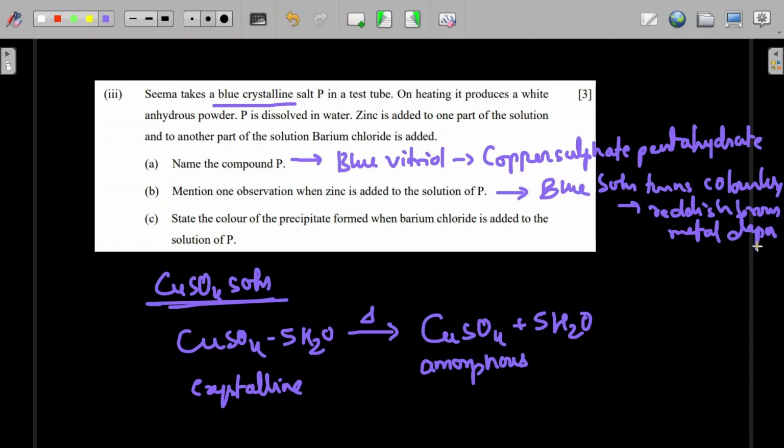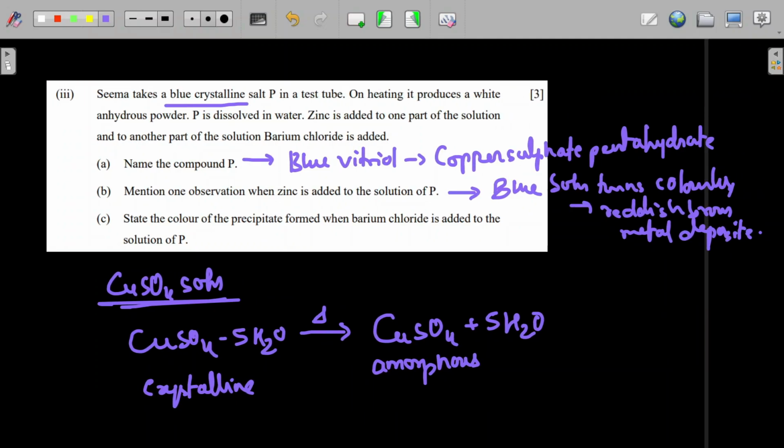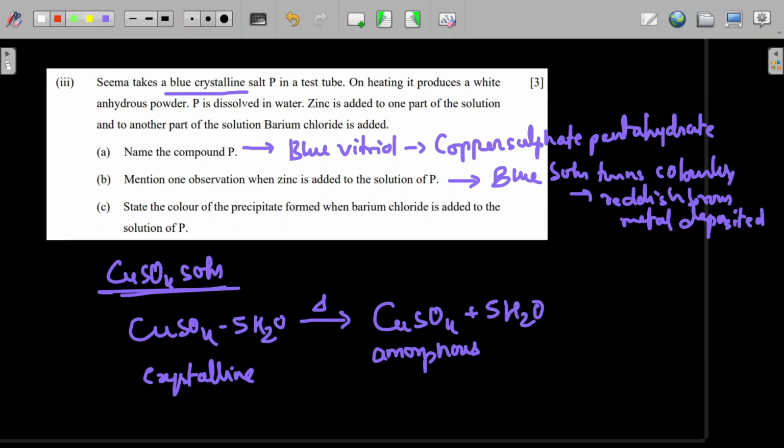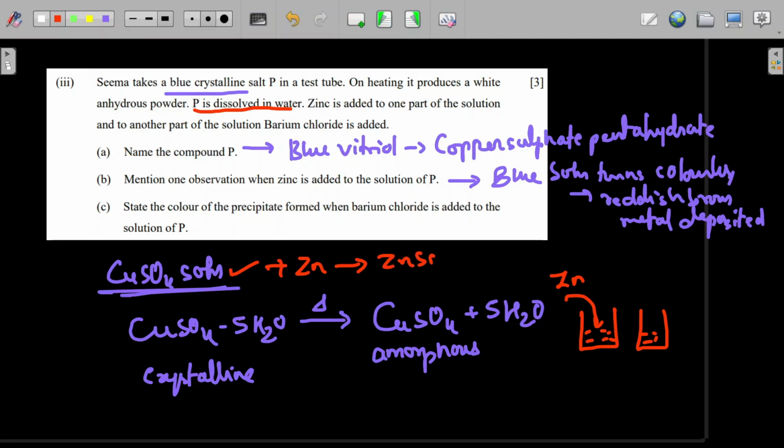I didn't get this observation. How do you get it? Very simple. See what they did. P is dissolved in water. P is what? Copper sulfate pentahydrate. When you dissolve it in water, what you will get? Copper sulfate solution only, because water will become water only. Zinc is added to one part of the solution, meaning you have made it into two parts. Imagine two parts. In one test tube you added zinc metal. So copper sulfate plus zinc is what? Displacement. Zinc sulfate, ZnSO4, plus copper.